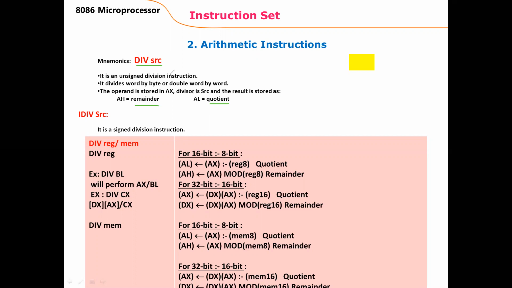So again, if we perform division, we need two registers. If we perform 8-bit division, division of two 8-bit numbers, then we use AX, in which AH is used to store the remainder and AL is used to store the quotient. And if we perform division of word by word, we know 16-bit operation, then we use combination of DX and AX. DX and AX is used here.